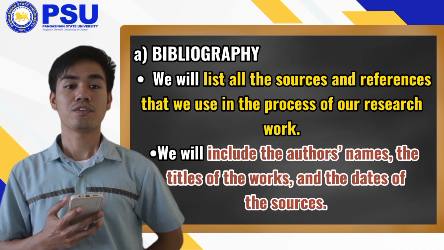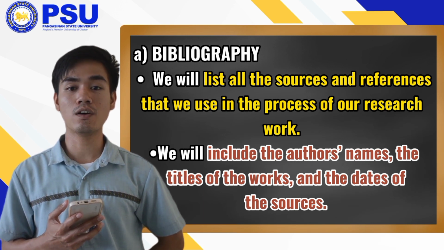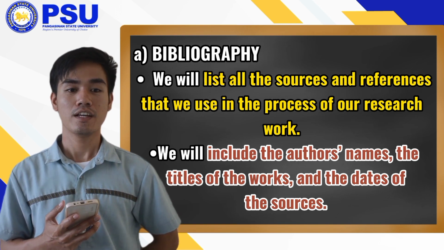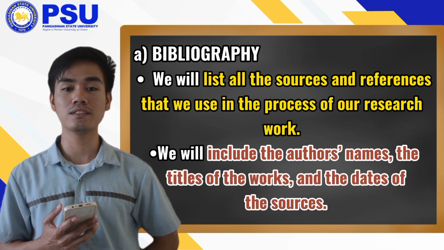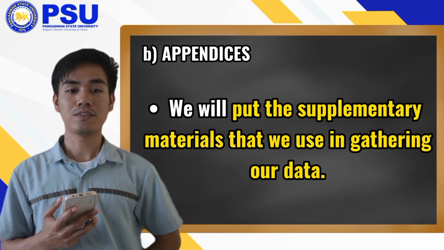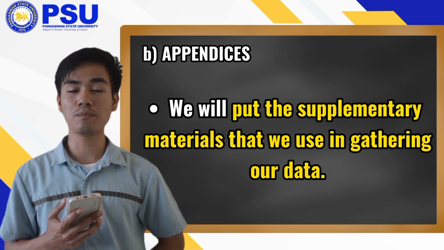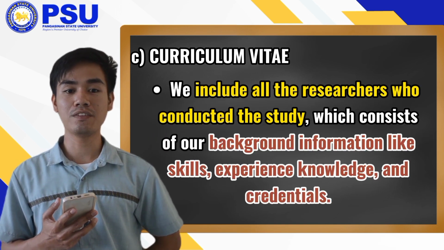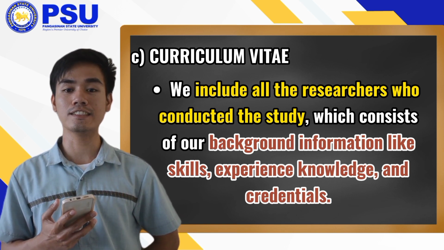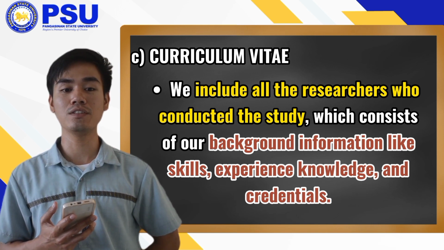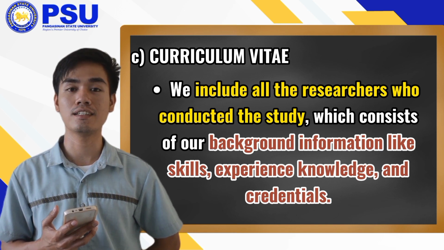Reflection. For the bibliography, we will list all the sources and references that we use in the process of our research work. We will include the authors' names, the titles of the works, and the dates of the sources. For the appendices, we will put the supplementary materials that we use in gathering our data. For the curriculum vitae, we include all the researchers who conducted the study, which consists of our background information like skills, experience, knowledge, and credentials.